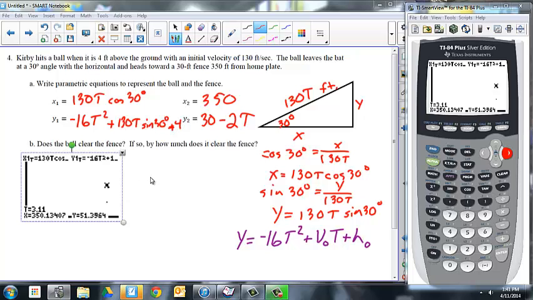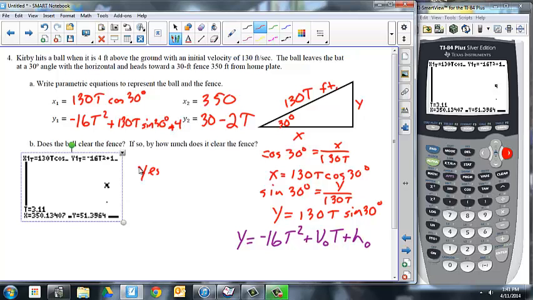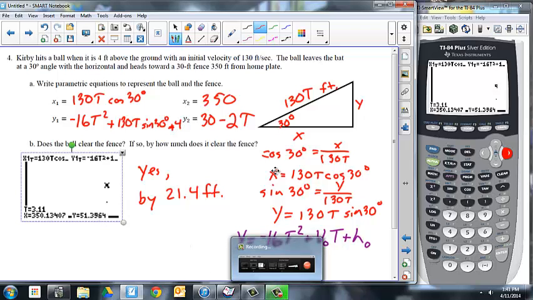So the answer to the question is yes, the ball clears the fence, and it's by approximately 21.4 feet. Now I'm getting that because I can see the Y value is 51.4 at that point.